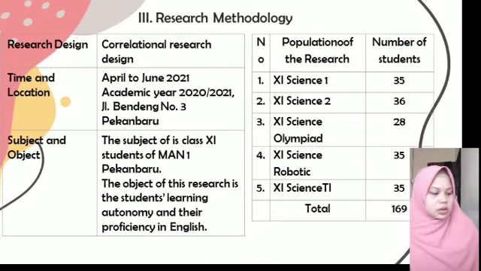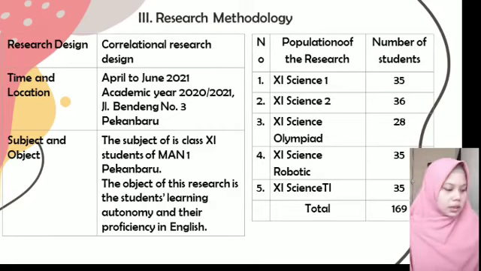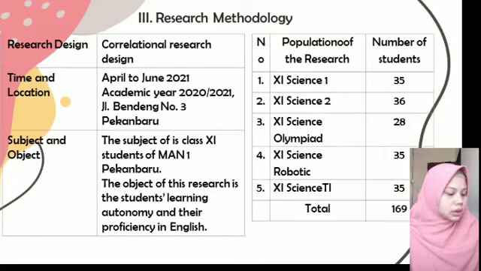The next is research methodology. This research was conducted in quantitative research, especially correlational research design. For time and location, the data was collected from April to June 2020 in academic year 2020 and 2021 in Jalan Banding number 3 Pekanbaru. The subject is the 11th grade students of 1 Pekanbaru, and the object is learner autonomy and English proficiency.